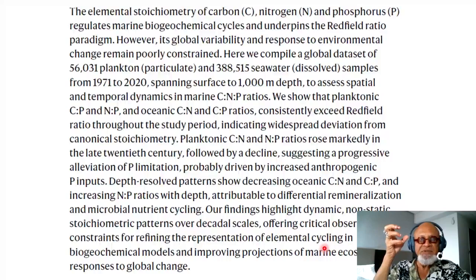So phytoplankton assimilate these nutrients. They may die, aggregate, and rain down, or be eaten by other heterotrophic animals in the water, and they release. So the remineralization is basically organic matter back into nutrients that are inorganic, like carbon, nitrogen, and phosphorus. Okay, our findings highlight dynamic non-static stoichiometric patterns over decadal scales, offering critical observational constraints for refining representation of elemental cycling in biogeochemical models and improving projections of marine ecosystem responses to global change.